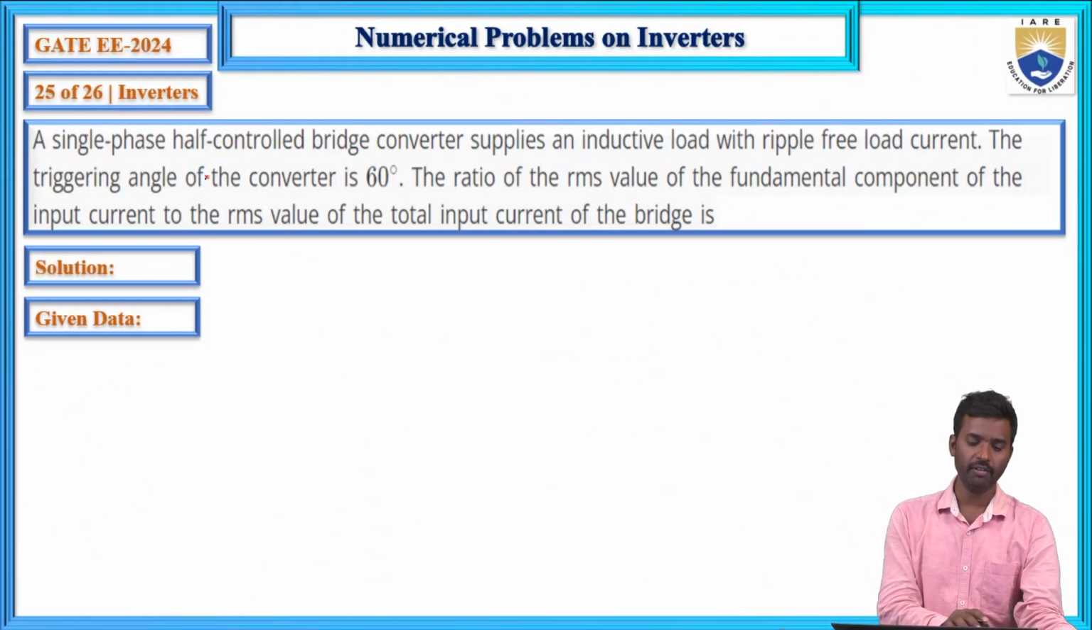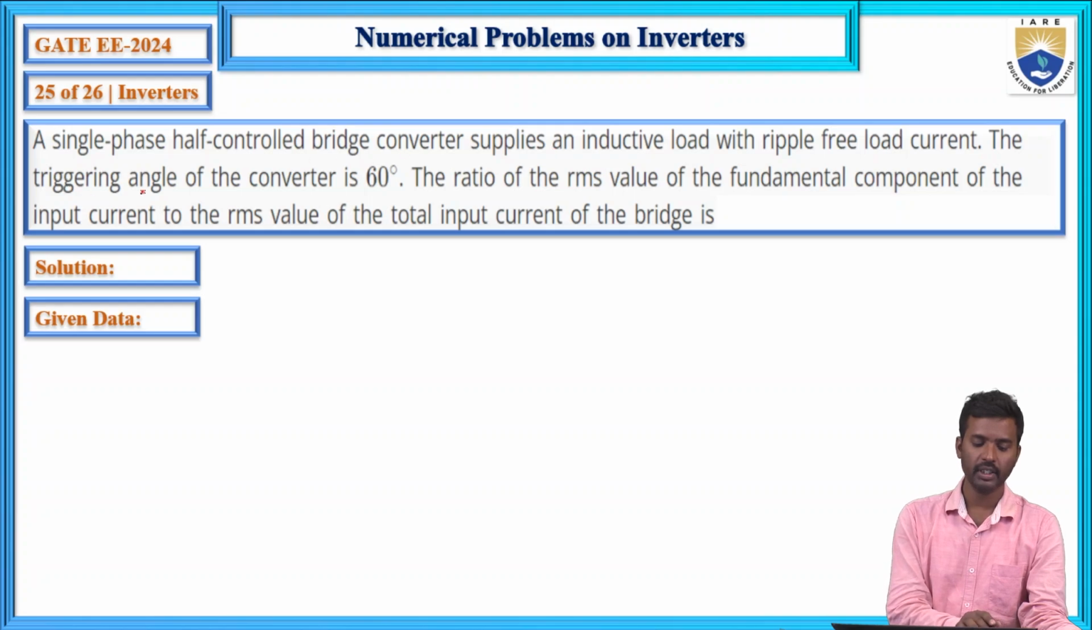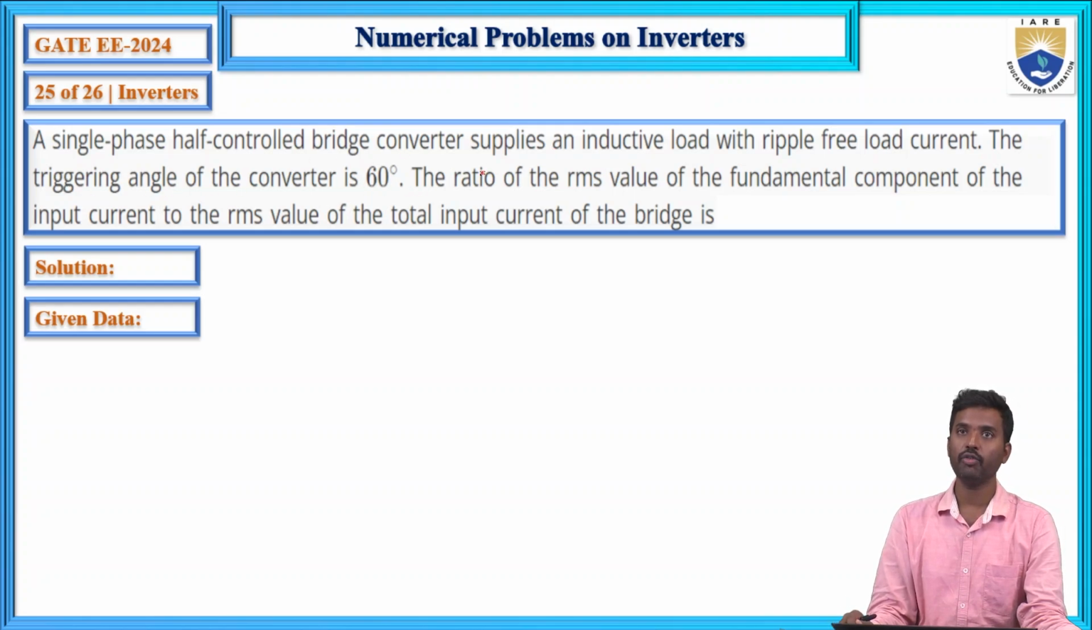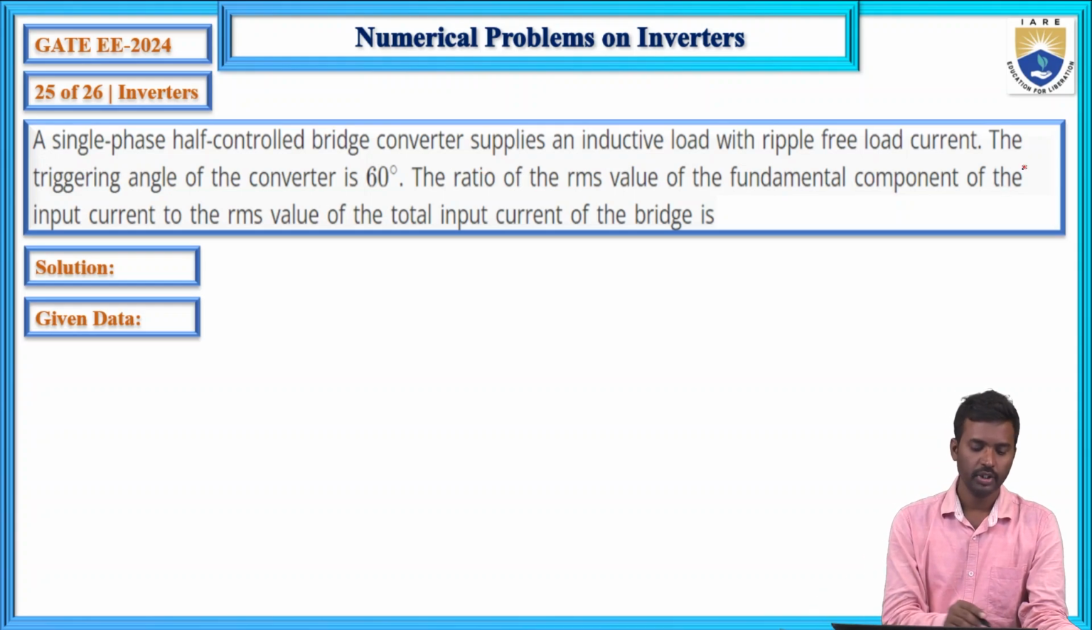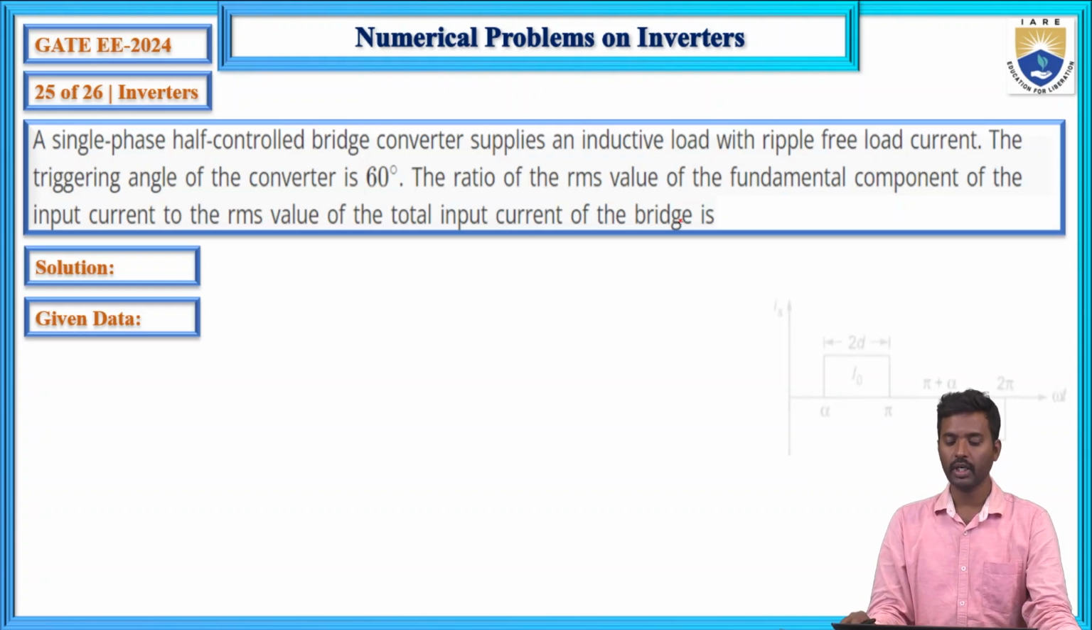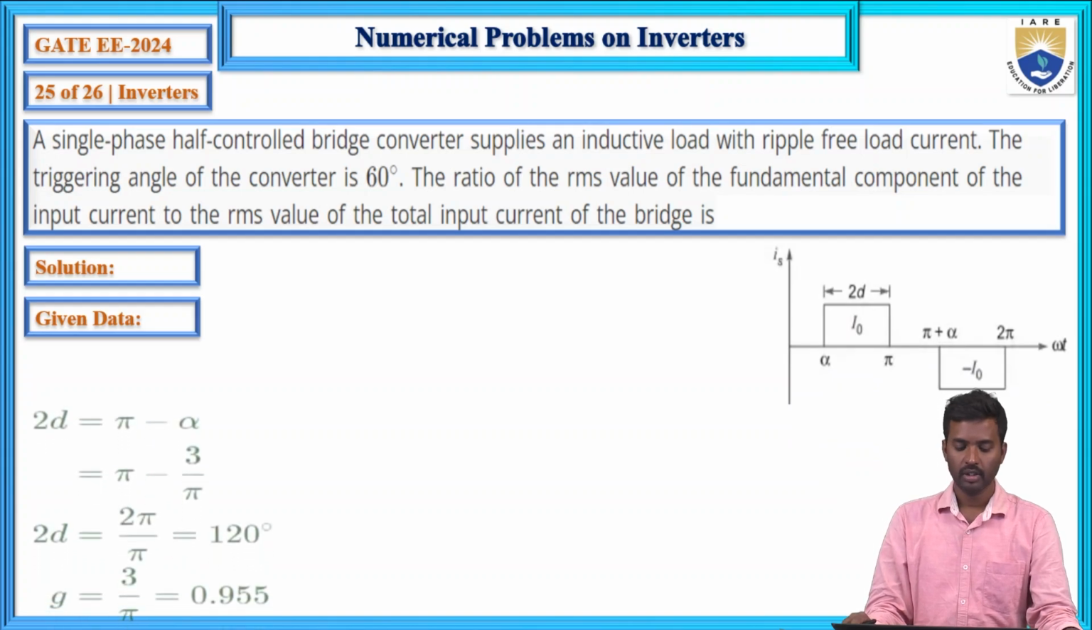25th question, a single phase half controlled bridge converter supplies an inductive load with a ripple free load current. The triggering angle of the converter is 60 degrees. The ratio of RMS value of fundamental component of input current to the RMS value of total input current. So now here this is the diagram.